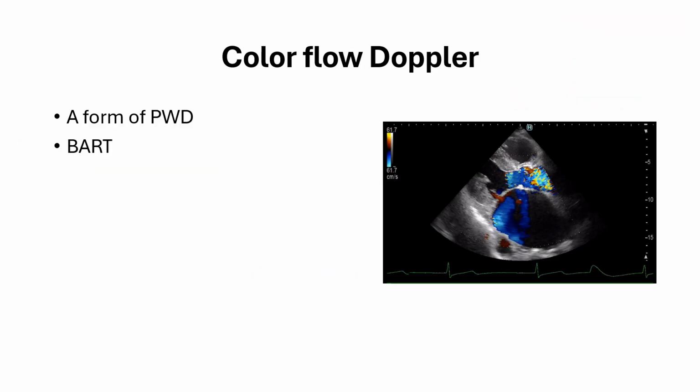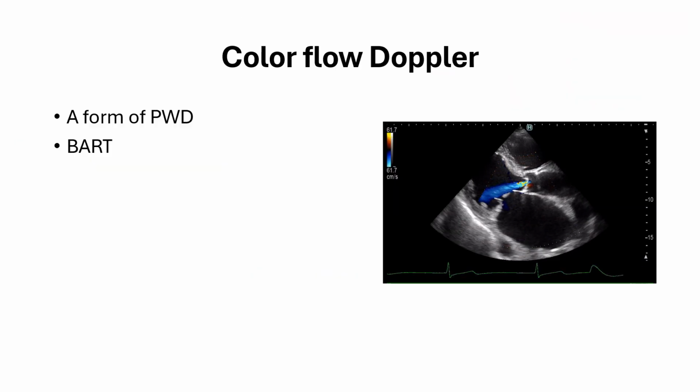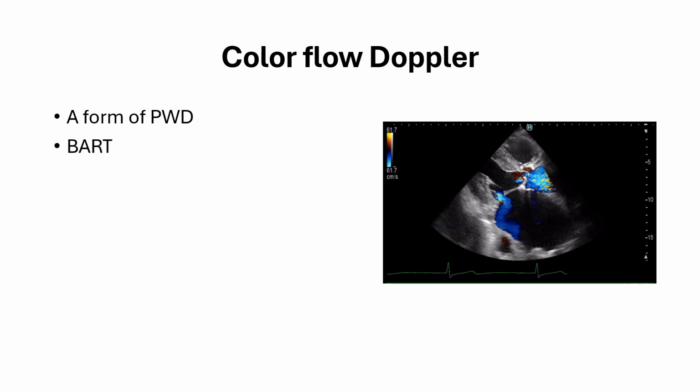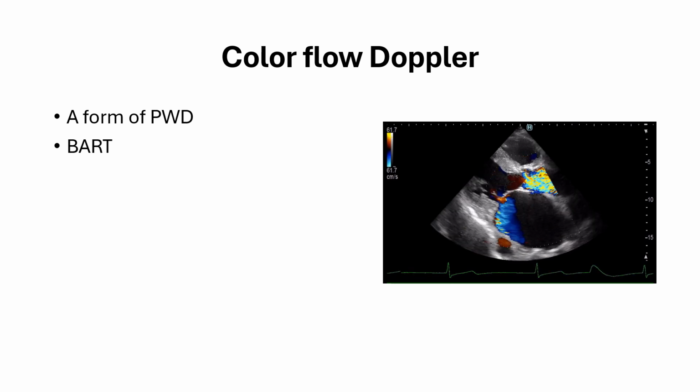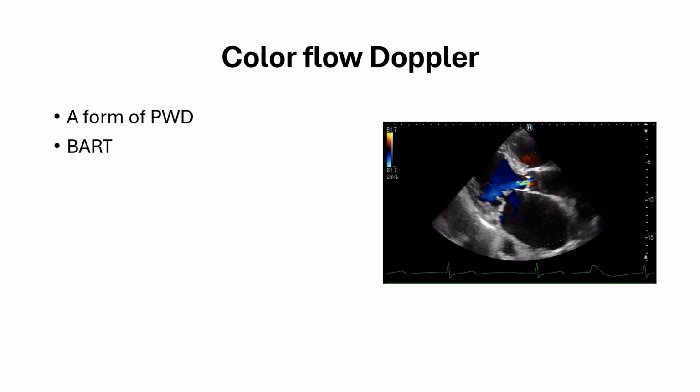So let's talk about color flow Doppler, which is a form of pulse wave Doppler. What about BART? I'm not talking about Bart Simpson here, but rather a mnemonic, or abbreviation, for blue away and red towards, which means blue signal is going away from the probe or transducer and red signal is going towards. It doesn't have anything to do with venous flow or arterial flow.